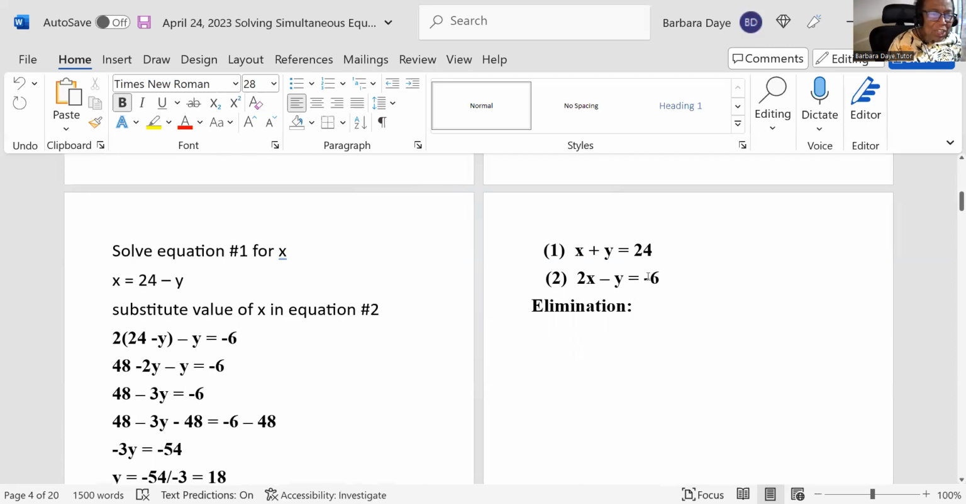Now, what do you see in common with these two equations? They both have a 1y, because remember, the default is a 1. You have a 1y here, you have a 1y here, and one is plus and one is minus. So what can you do? You can add the equations and eliminate the y. So add the two equations.